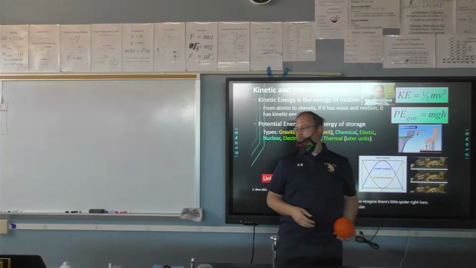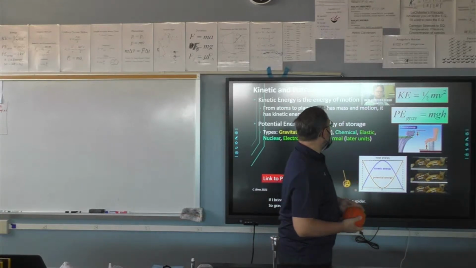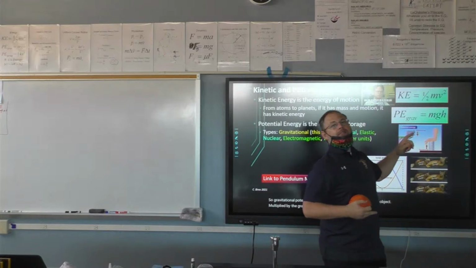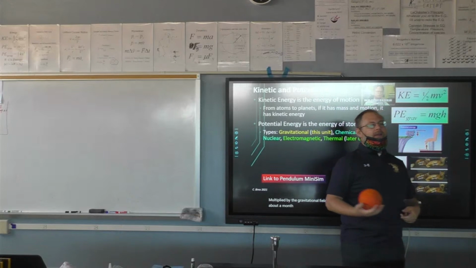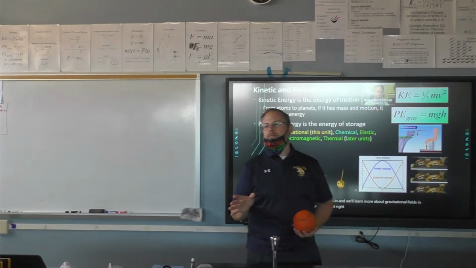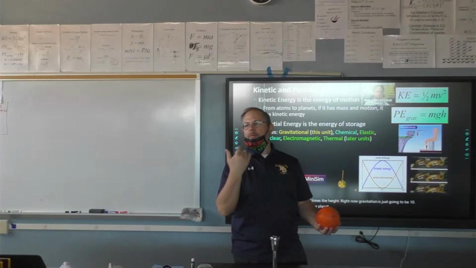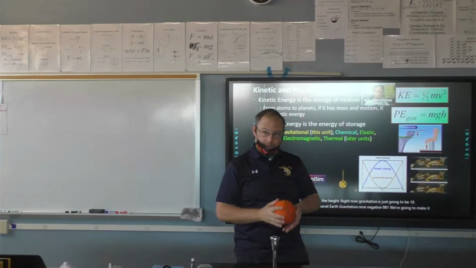So gravitational potential energy has the formula: the mass of the object, multiplied by the gravitational field it is in, and we'll learn more about gravitational fields in about a month and a half, times the height. Right now, gravitation is just going to be 10. We're on the planet Earth, gravitation is negative 9.81, we're just going to make it positive 10, because it's a field around the Earth.